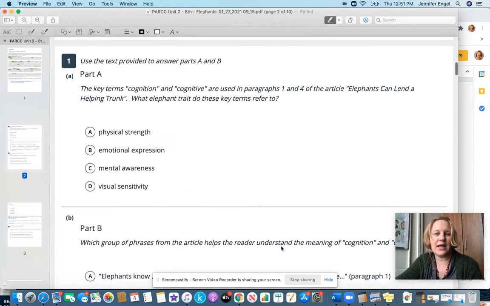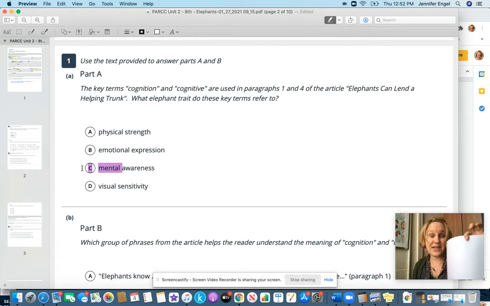All right, part A. The key term cognition or cognitive. Even if I can't read that word, we didn't talk about physical strength. We didn't talk about emotions. We did kind of talk about mental. Mental kind of goes with clever. So I'm going to write these on the back because I've got a key on the bottom. Let's see if I'm right.